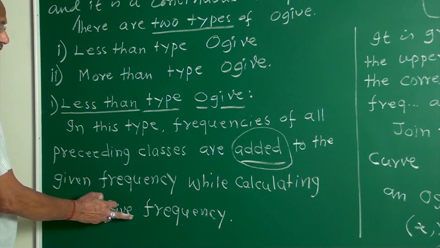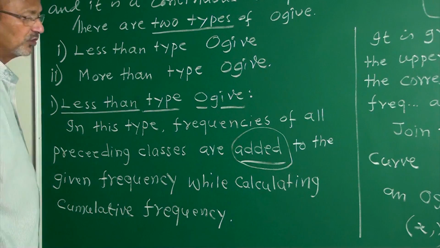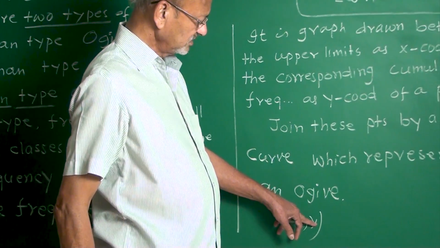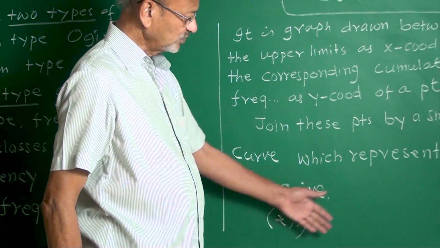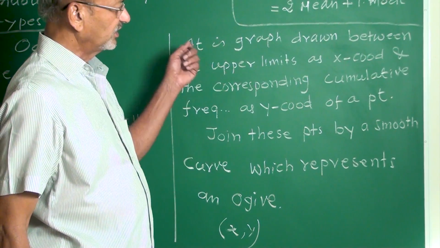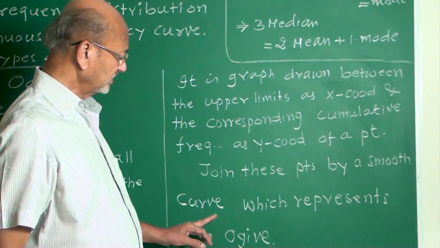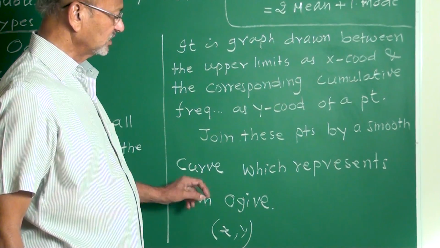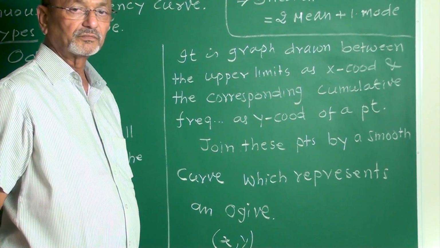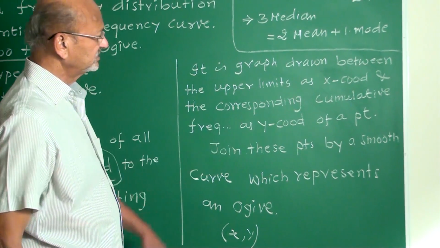After finding this cumulative frequency, we must write the points. What are the points? Upper limit and corresponding cumulative frequency. Like this, you have a set of points. Represent those points on a graph paper. Then join these points by a smooth curve, which represents the Ogive of the given frequency distribution. This is the method.